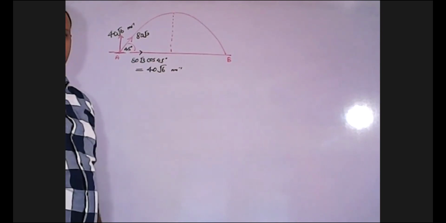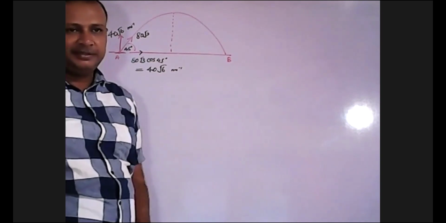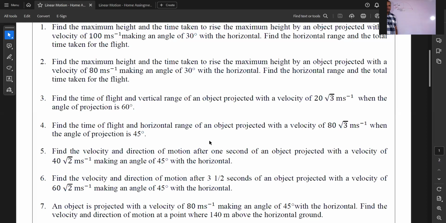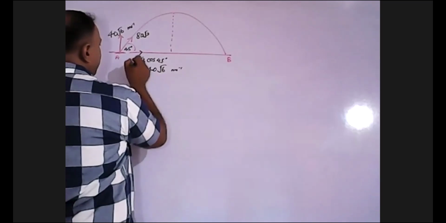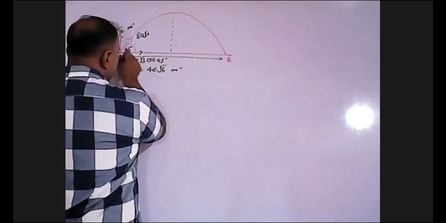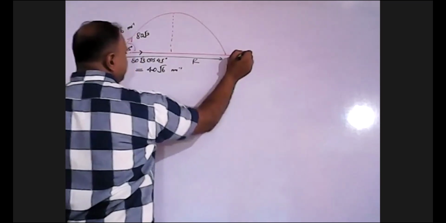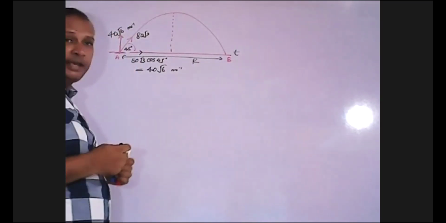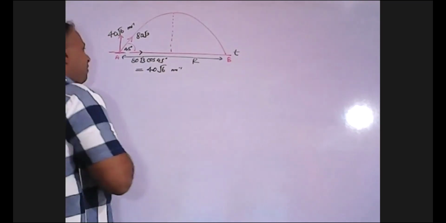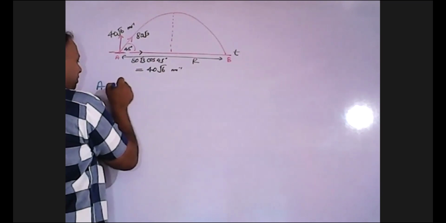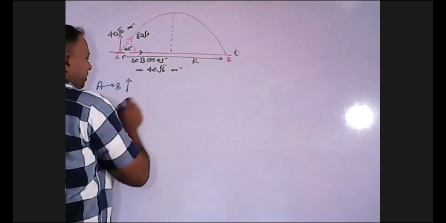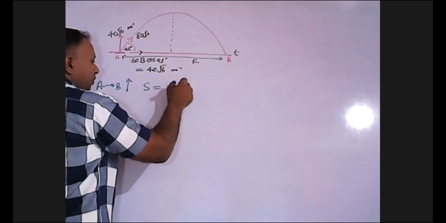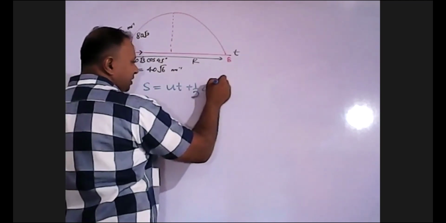Okay, now you are asked to find what? Find the time of flight. And you have to find the horizontal range, R, and time. So how to find time? Time of flight, that is easy. From A to B in the horizontal direction, you can write S = ut plus half at square.